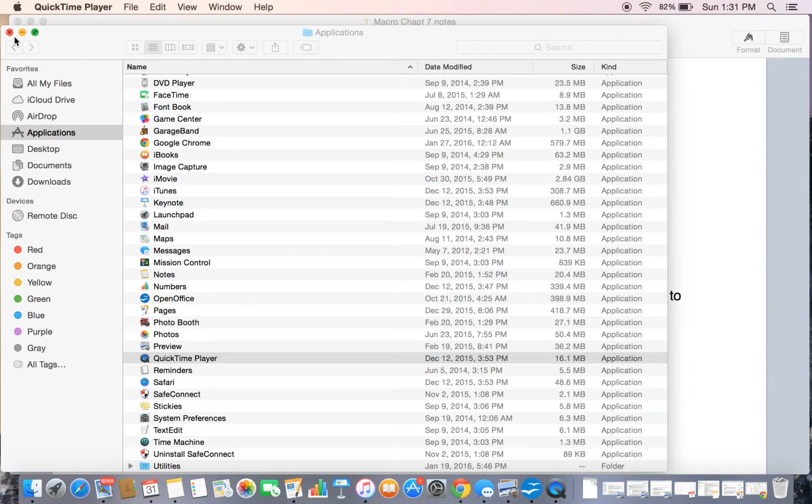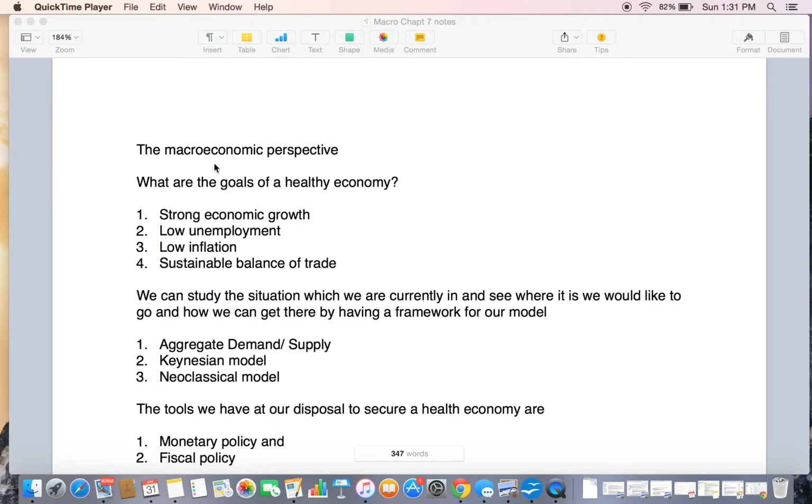This week we're going to be taking a look at the macroeconomic perspective. So the macroeconomic perspective is where we depart from microeconomics and move into some macroeconomic material. What we were looking at in chapters 1, 2, 4, and 5 in the first couple weeks of class has more of a microeconomic focus. So now we're going to switch gears and move into macroeconomics.